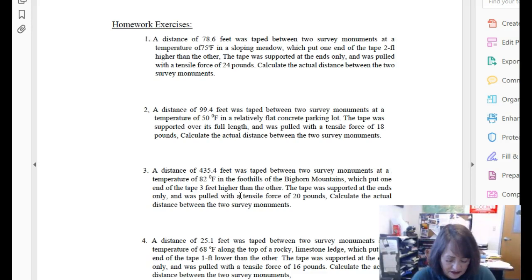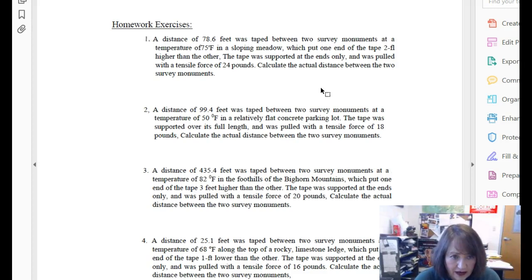Let's go ahead and write this out. 78.6 feet was taped. That means that is the distance that is read on the tape. The temperature is 75 degrees Fahrenheit. There's a little mark here that's incorrect. I will correct that to degrees instead of a dash. In a sloping meadow, which puts one end of the tape 2 feet higher than the other, that means that the H for the slope correction is going to be 2 feet.